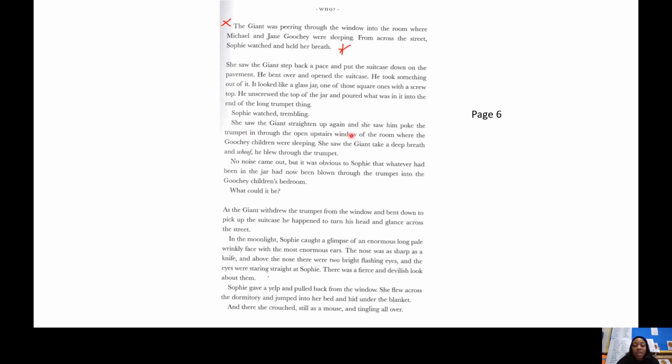She saw the giant straighten up again, and she saw him poke the trumpet in through the open upstairs window of the room where the Gucci children were sleeping. She saw the giant take a deep breath and woof, woof. He blew through the trumpet. No noise came out, but it was obvious to Sophie that whatever had been in the jar had now been blown through the trumpet and into the Gucci children's bedroom. What could it be?